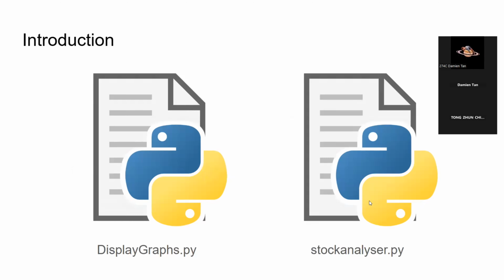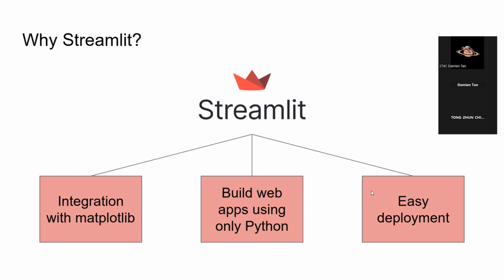Today we are excited to present our stock analysis application, an interactive visualization tool using the Streamlit web application. This system consists of two main Python files that work in tandem with each other, display graphs and stock analyzer. First of all, I would like to introduce Streamlit.